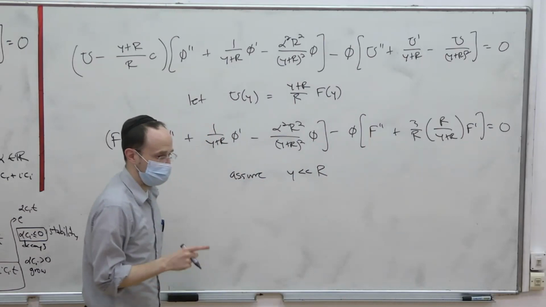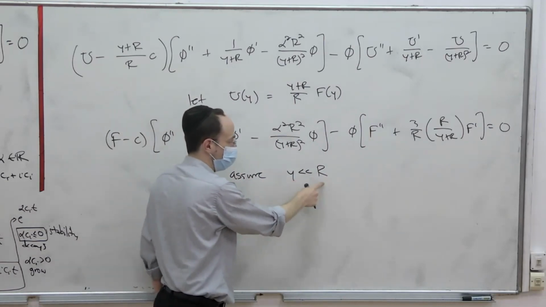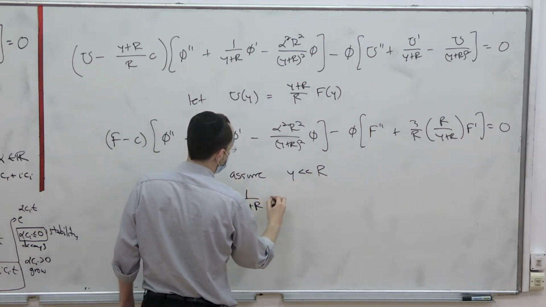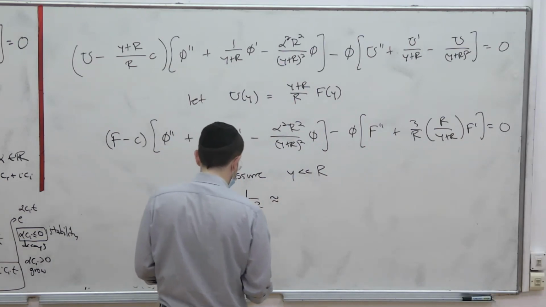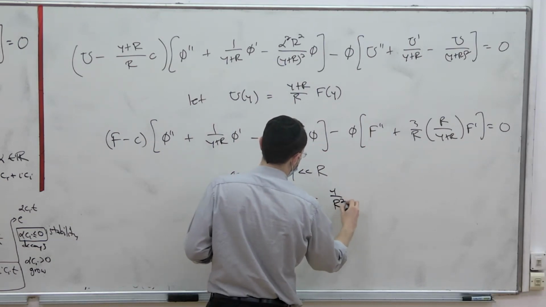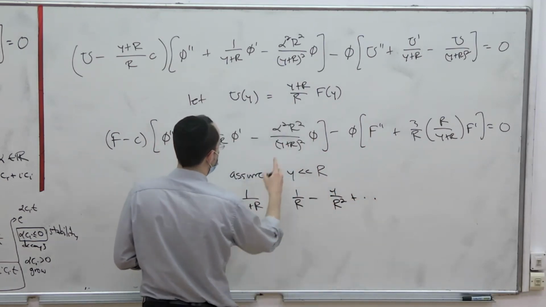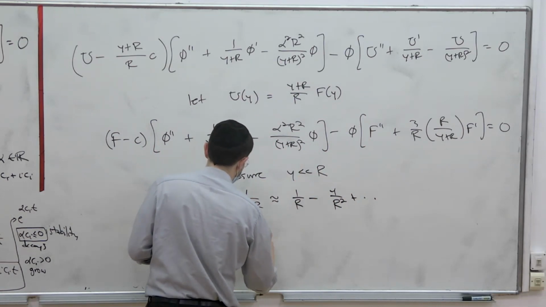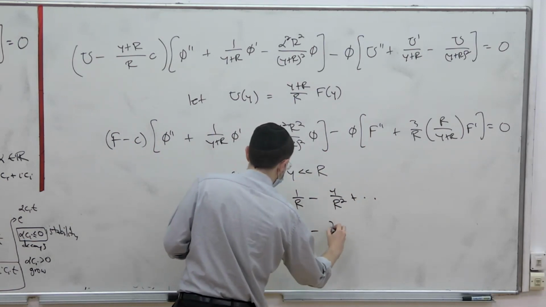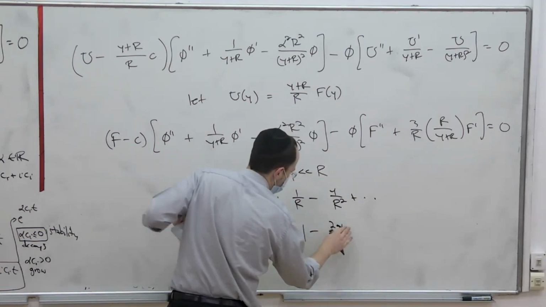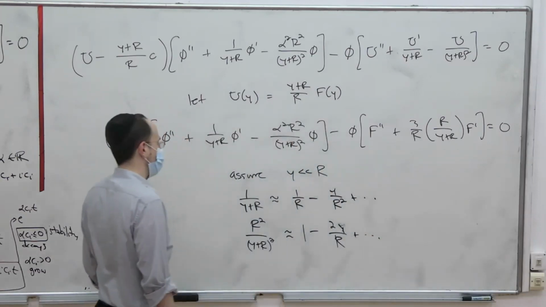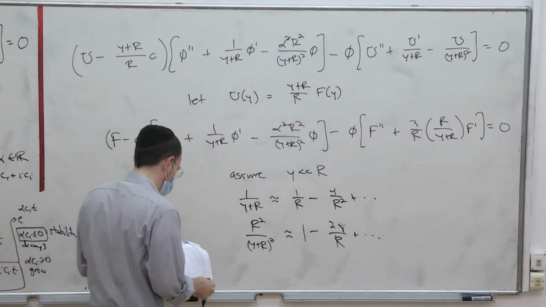All of these things can be expanded by Taylor series if the assumption is that y is much less than r, right? In other words, the 1 over y plus r, if we assume that y is much less than r, becomes 1 over r minus y over r squared. And similarly for the other terms, the r squared over y plus r squared is 1 minus 2y over r plus higher order terms. So we can substitute these sorts of terms into our equation.